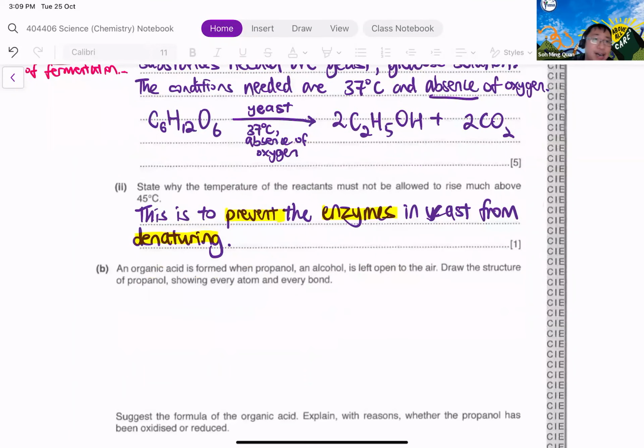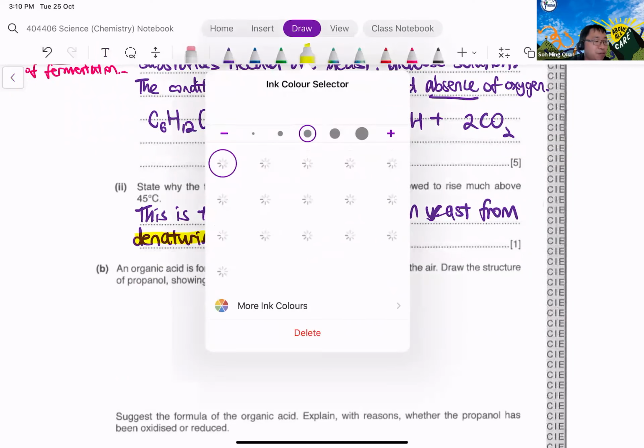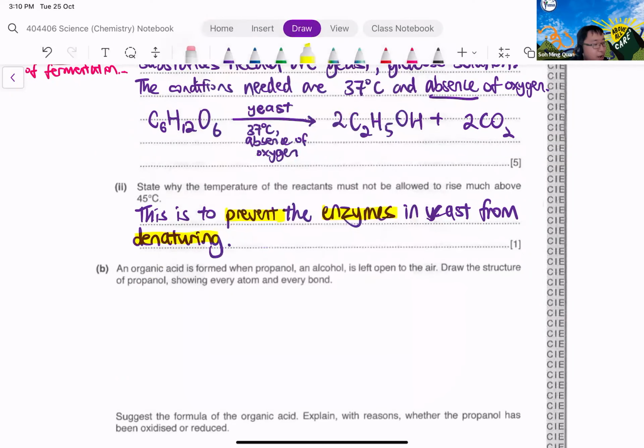Now, I've marked this paper a number of times for all my Sec 4 classes. Every single year I have a Sec 4 class, I will mark this paper, and I will always have students getting part B wrong. But why? The reason is very simple. Never highlight keyword. They highlighted organic acid. They highlighted propanol, left open to the air. But they failed to recognize that I want them to draw the structure of propanol.